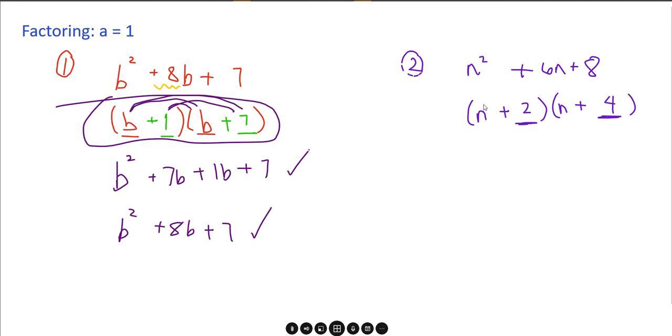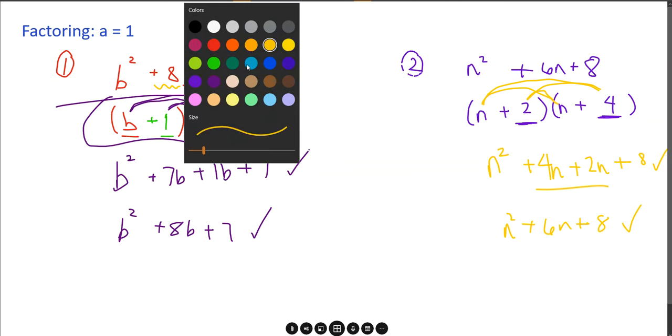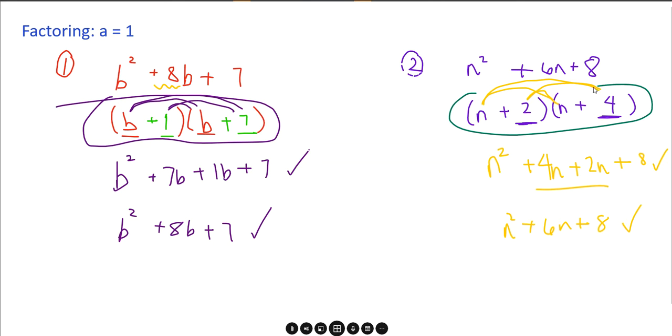We'll use yellow. So let's go ahead and FOIL just to make sure we get back the original. N times n, n squared. Outer terms. N times 4 is positive 4n. 2 times n, well that's 2n, so I'm adding 2n there. And then lastly, 2 times 4 is 8. So if I combine these like terms here, I get n squared plus 6n plus 8. Yahoo! It does match, right? So I've checked my answer here, and I know that this is the correct factored form of the original trinomial.